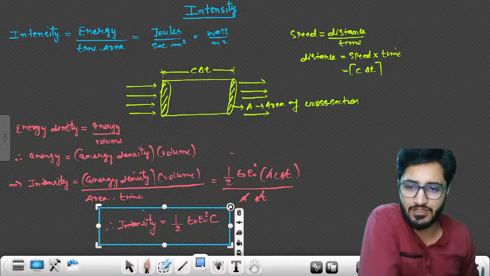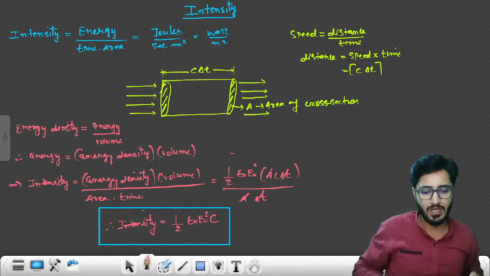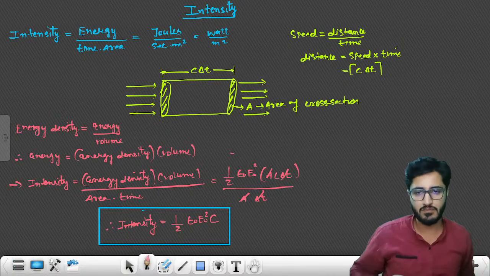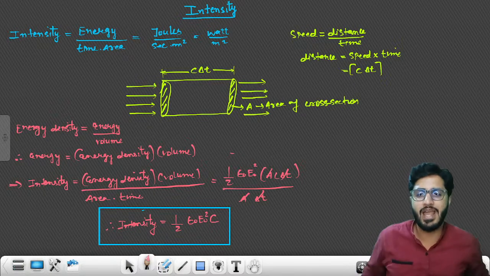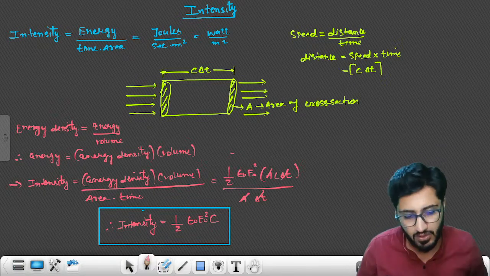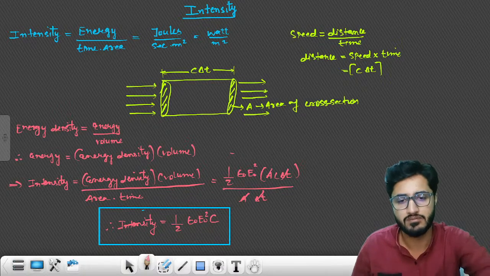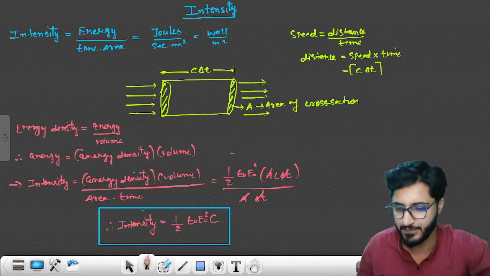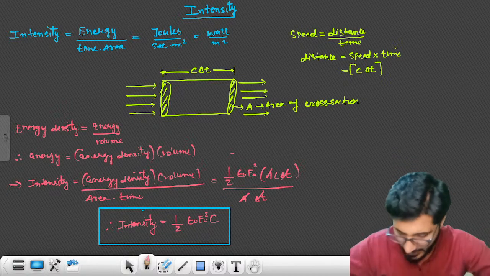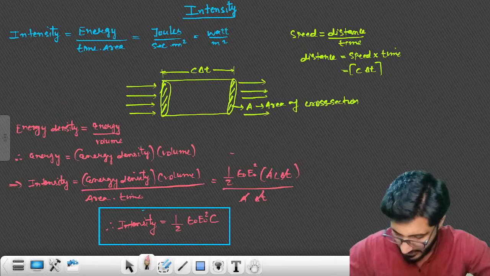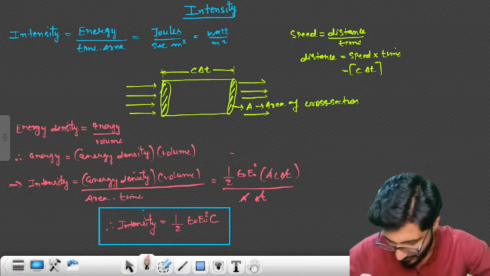So this is my intensity formula, and that you need to remember. Simple. You need to multiply energy density with c, you will get intensity. Easy. And I am deriving each and every formula. I hope that you can get it now. I am deriving each and everything. You cannot tell me that no, sir, you are not deriving. No, I am deriving each and everything.